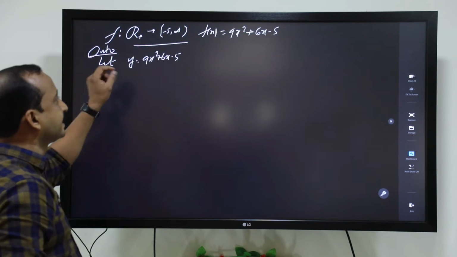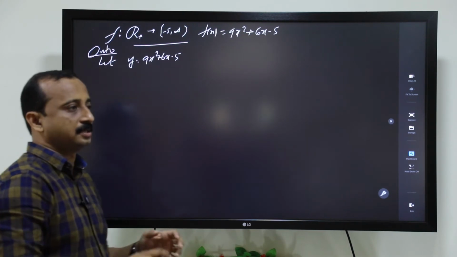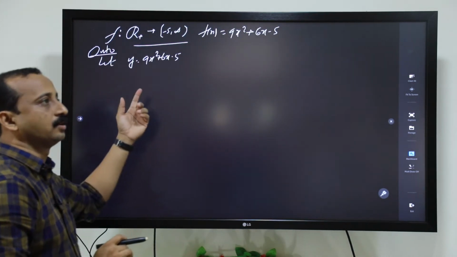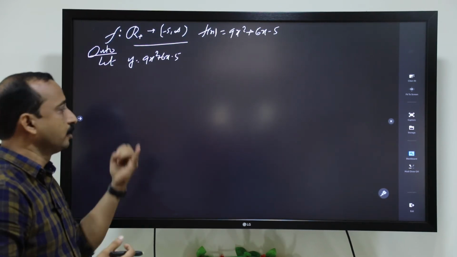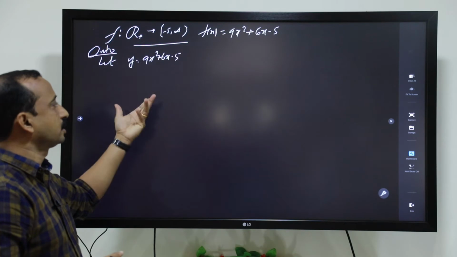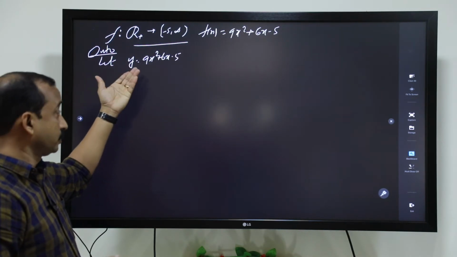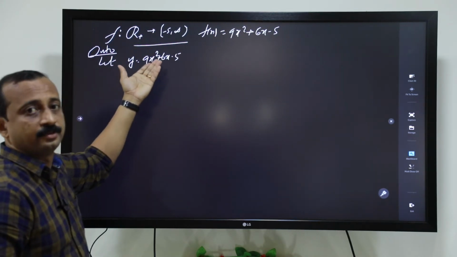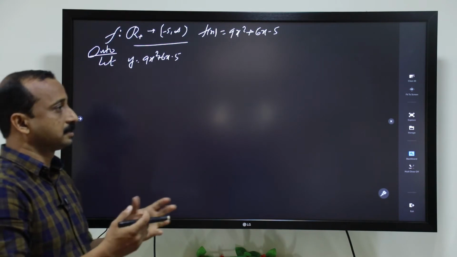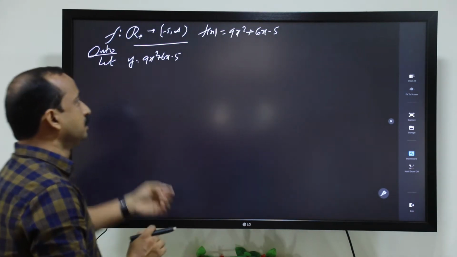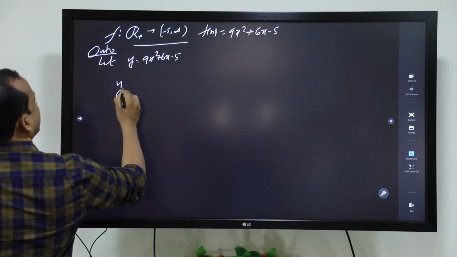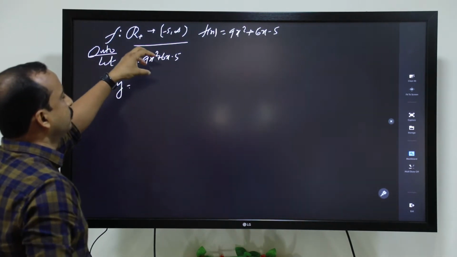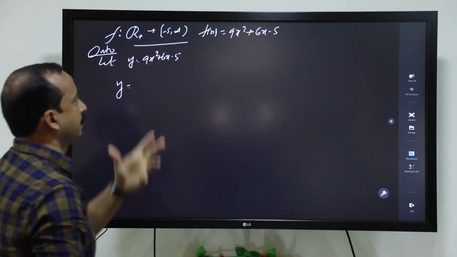Next we find x using this function. There are different methods available for finding x in a quadratic: we can apply the complete square method, or use the quadratic formula to find the value of x. There are three methods available already. Here I use a simple technique for finding x. First of all, I convert this into a perfect square.